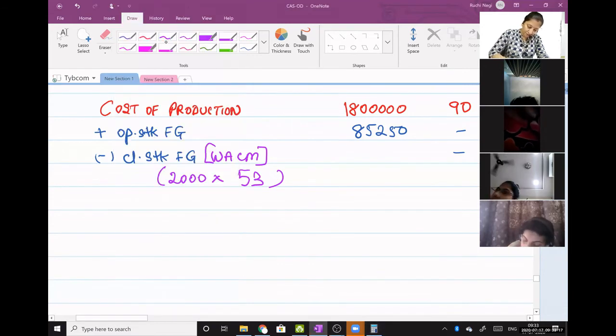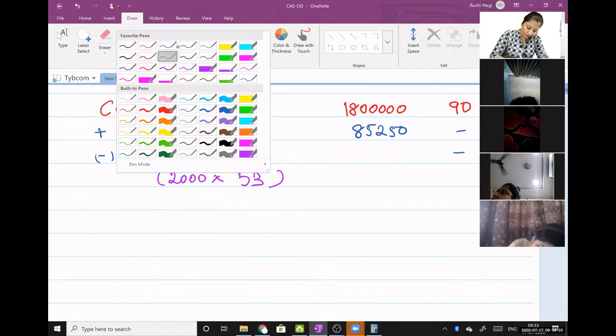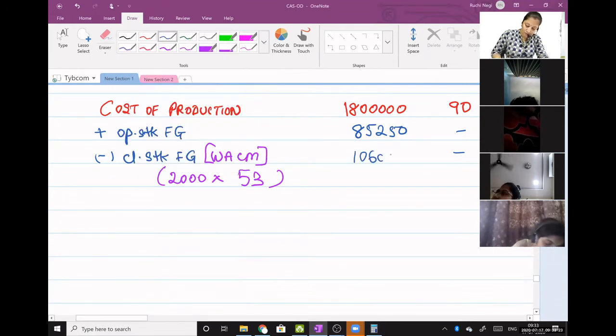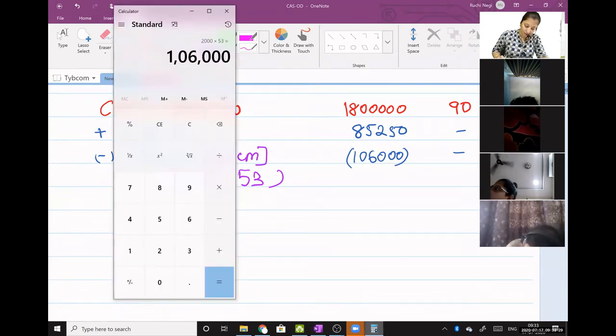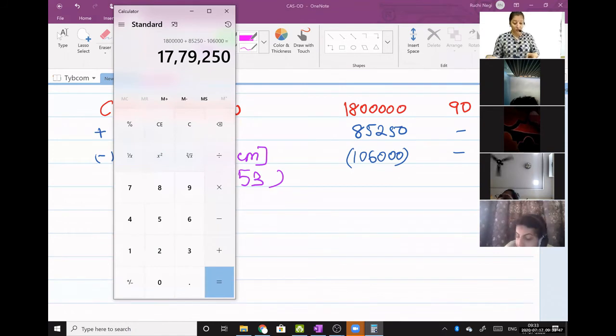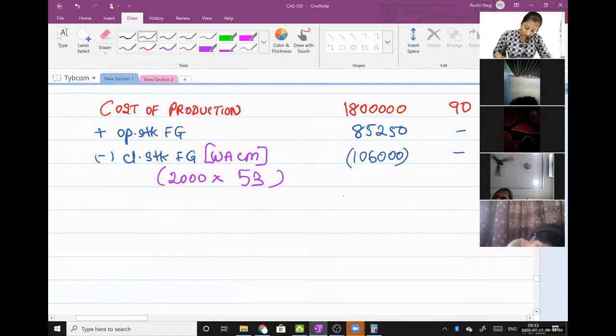One lakh six thousand. Let me check. Yeah, 1,06,000. Okay, so next 18 lakhs plus 85,250 minus 1,06,000. The answer is 17,79,250. What is this called? This is called cost of goods sold, COGS.